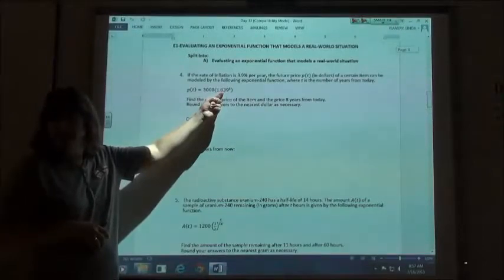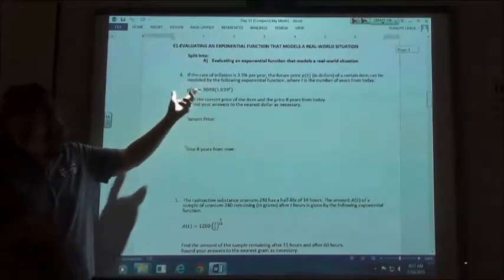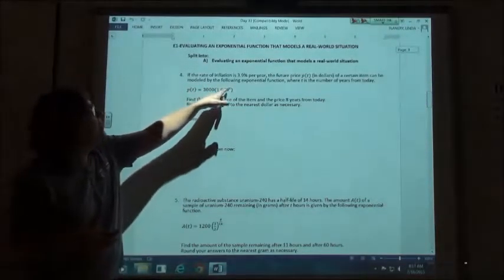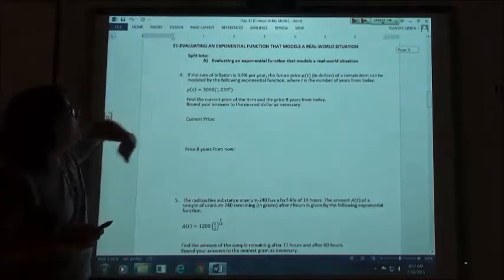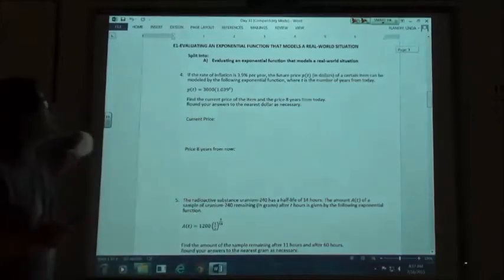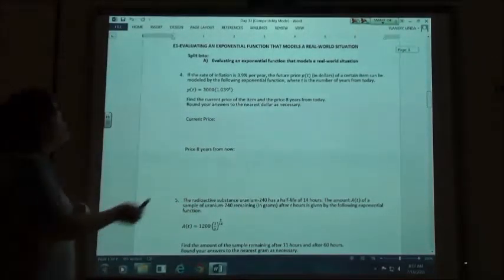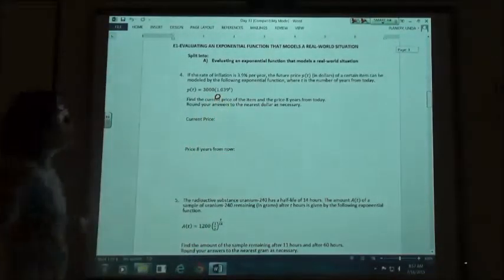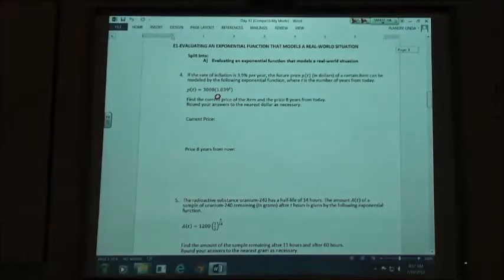3.9% is the interest. They add 1 because you keep 100% plus the interest, and then it's to the t power. We want to find the current price of the item and the price 8 years from today. For the current price, you're using the time as 0, right? We haven't gone any time. It's right now, current time.